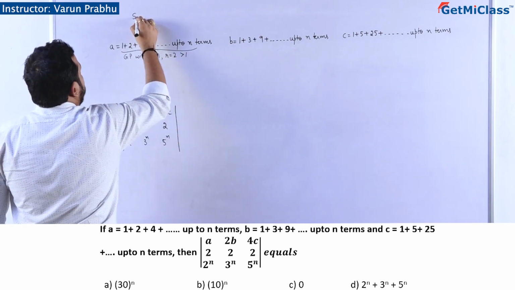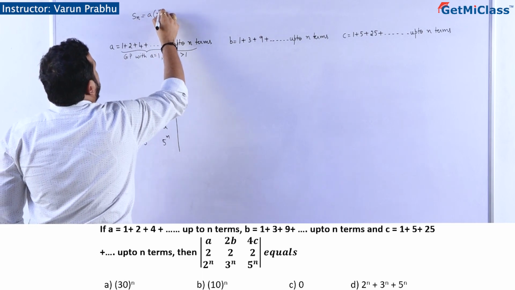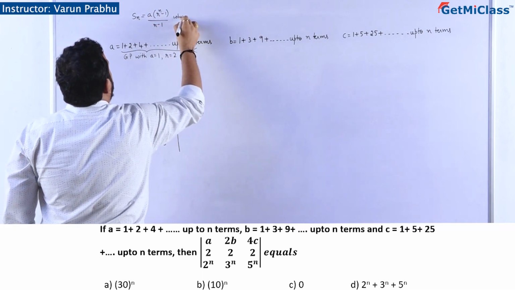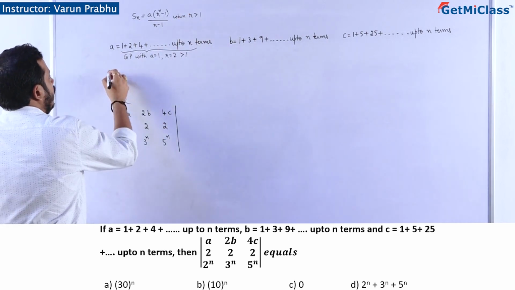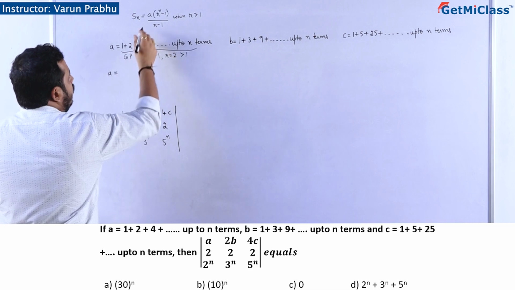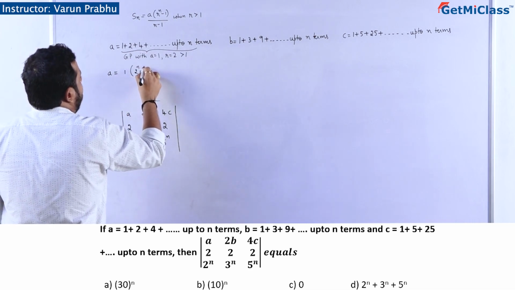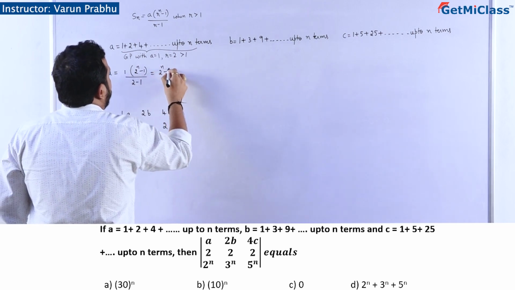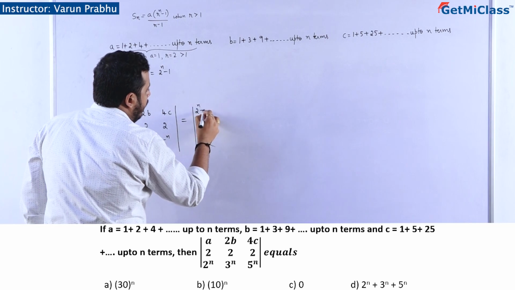And we have discussed in sequence and series theory, Sn is equal to a into r to the power n minus 1 divided by r minus 1 when r is greater than 1. Is it correct? So what is this a value equal to? A is 1 into r is 2 to the power n minus 1 divided by 2 minus 1. So your answer will be equal to 2 to the power n minus 1. So we can write here in place of a, 2 to the power n minus 1.